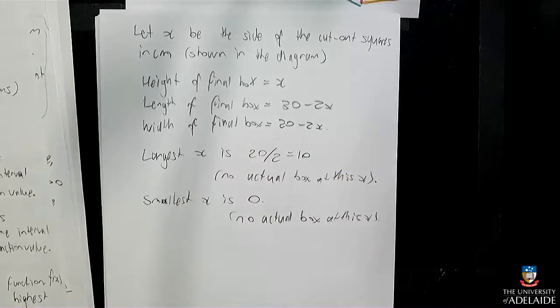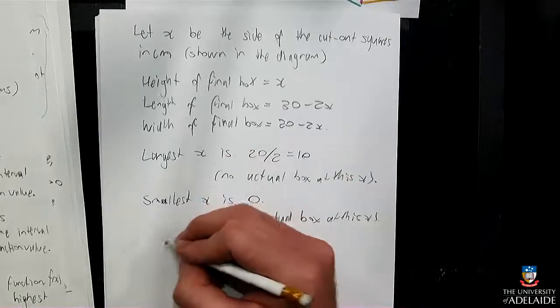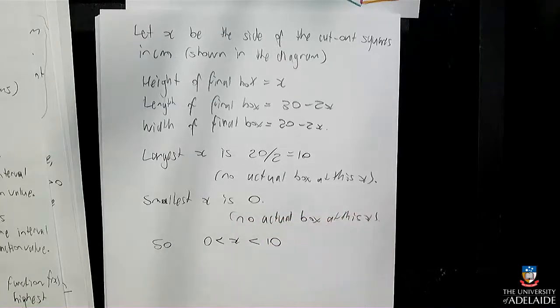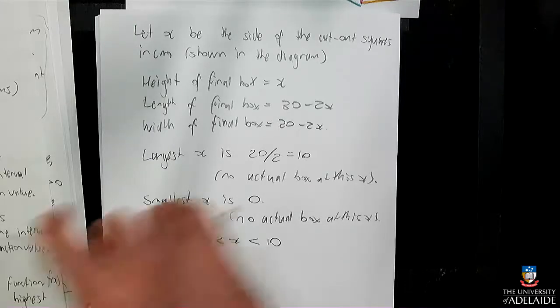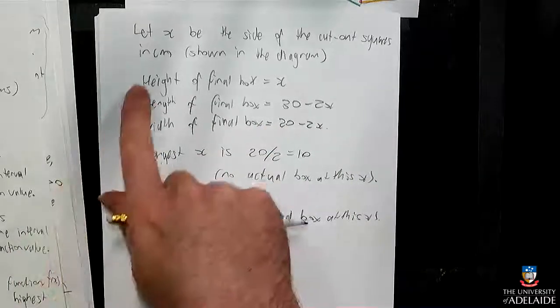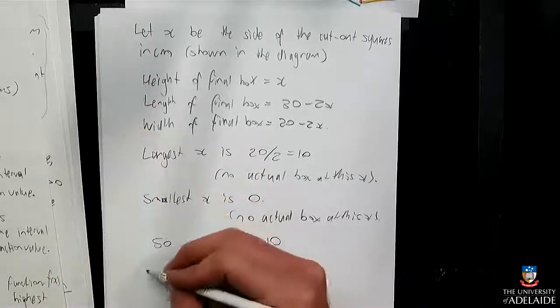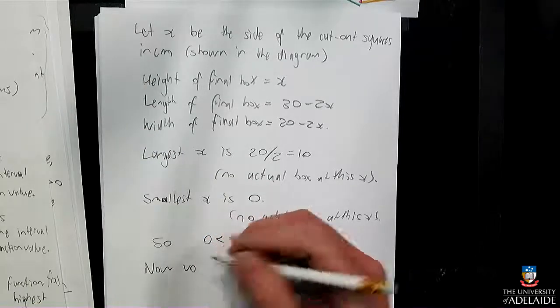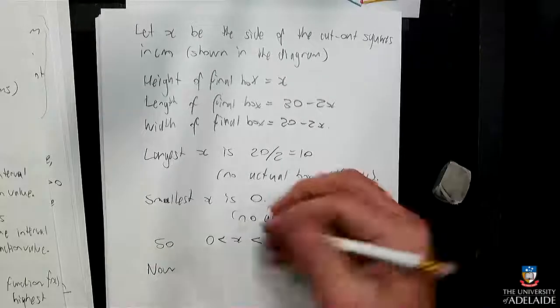And so therefore I can say that 0 is less than x, which is less than 10. So it's not actually allowed to be either of those ends. That's going to become important when we do the working. Okay, and I probably should have done this in a little different order. I should probably have figured out the volume here, but whatever. So from this information here, now let V be the volume.